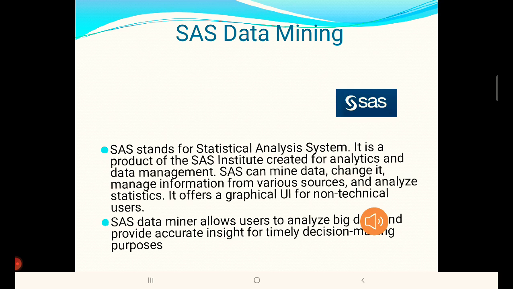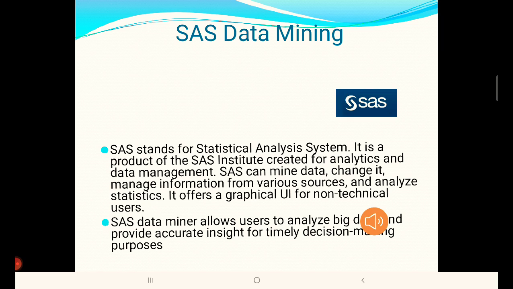The next tool is SAS, Statistical Analysis System, which is a product of SAS Institute, which is used for analytics and data management. SAS can mine data, change it, manage information from various sources, and analyze statistics. So the basic use of SAS is to mine statistical data.